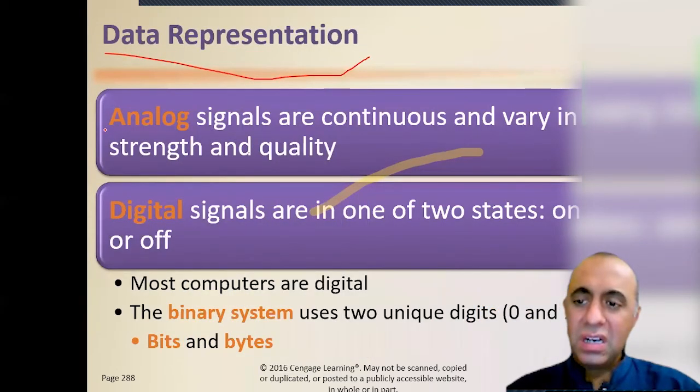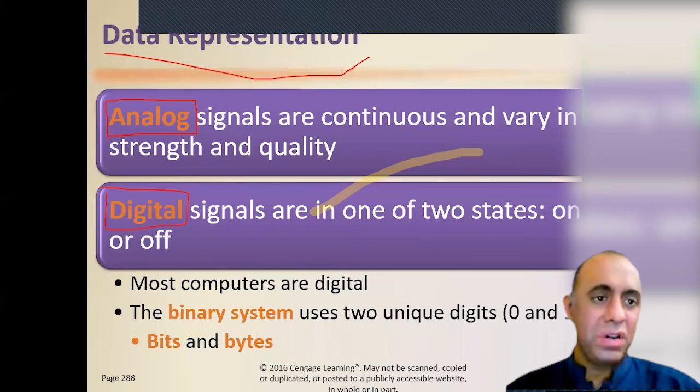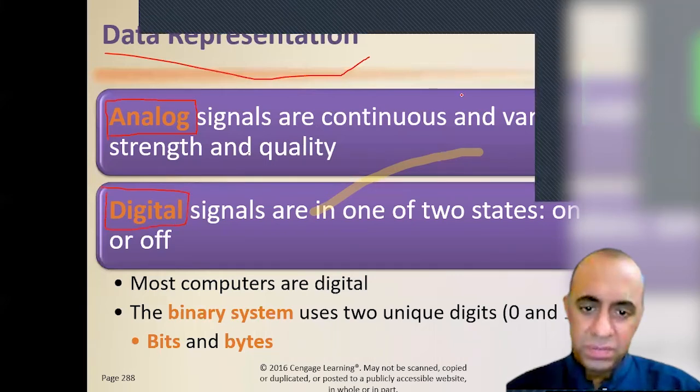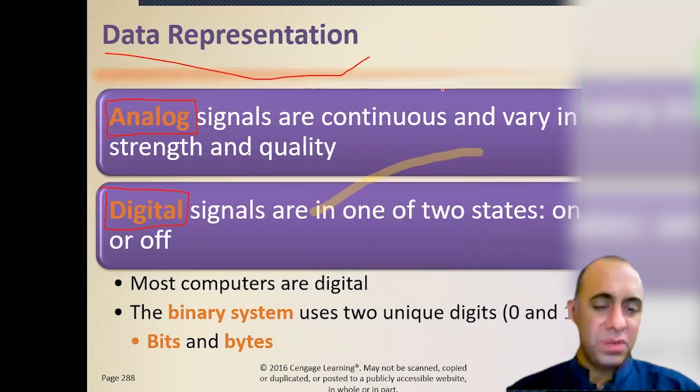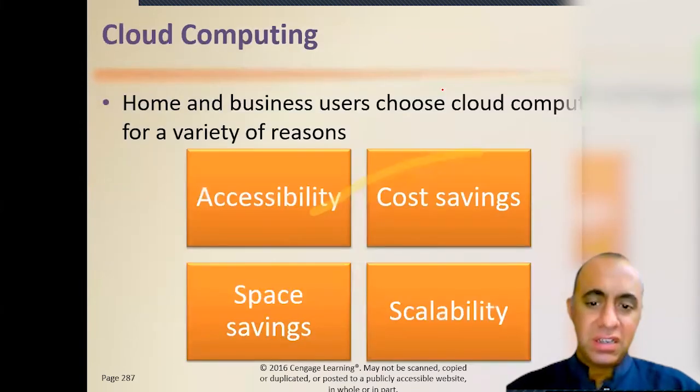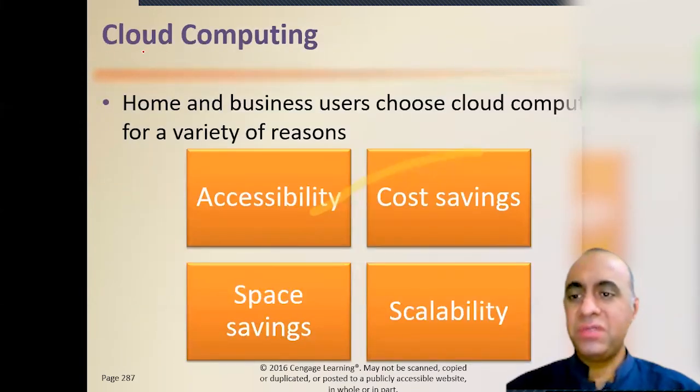Data representation is how you represent your data. The main things that differentiate data representation are analog and digital. Is cloud computing only for storage purposes? The answer is no, because it comes in various different shapes and different features.